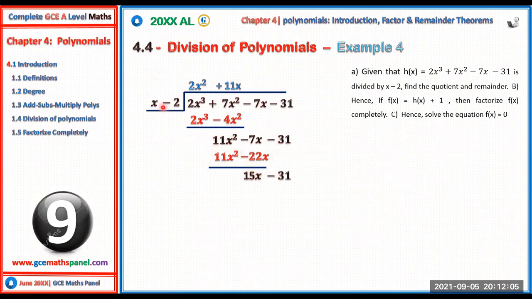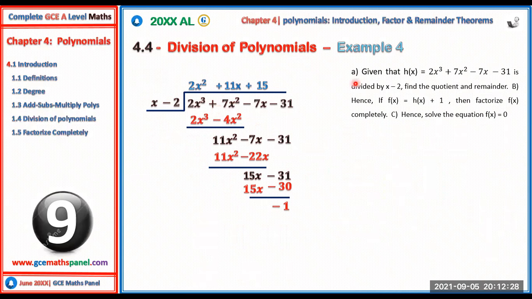Now 15x divided by x is plus 15. So 15 times x is plus 15x. 15 times minus 2 is minus 30. When we subtract, the remainder is minus 1. Minus 1 tells us that x minus 2 is not a factor of h of x, right? So that's our A.